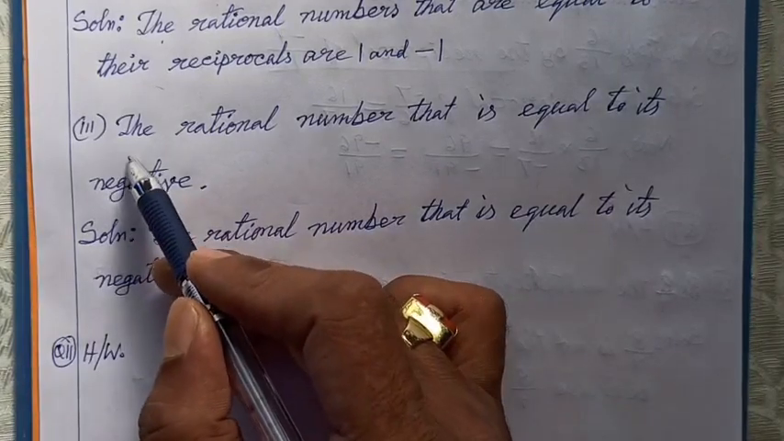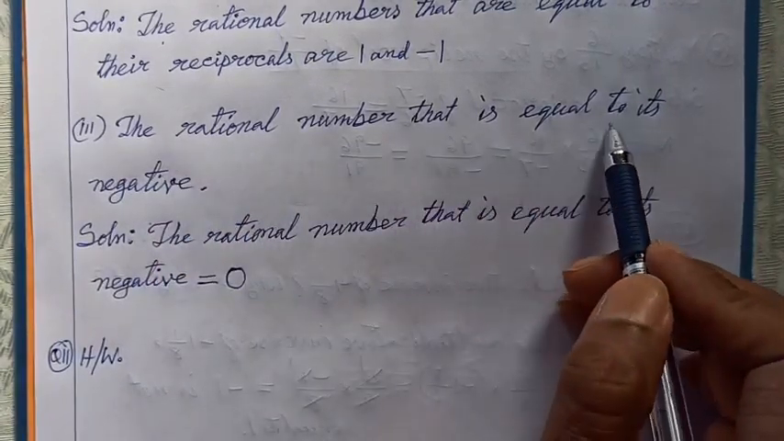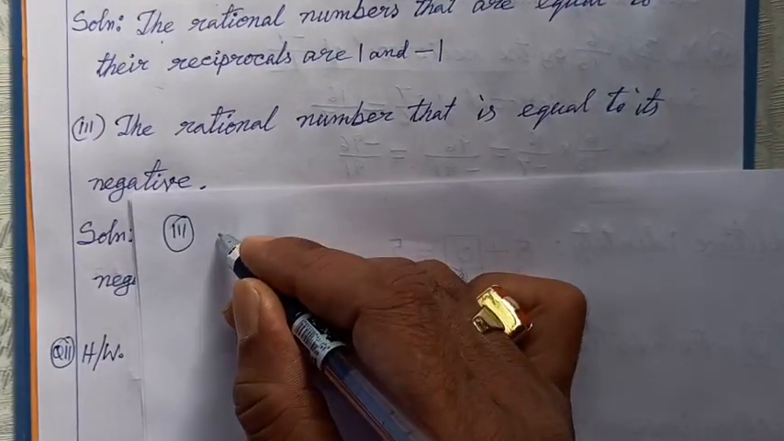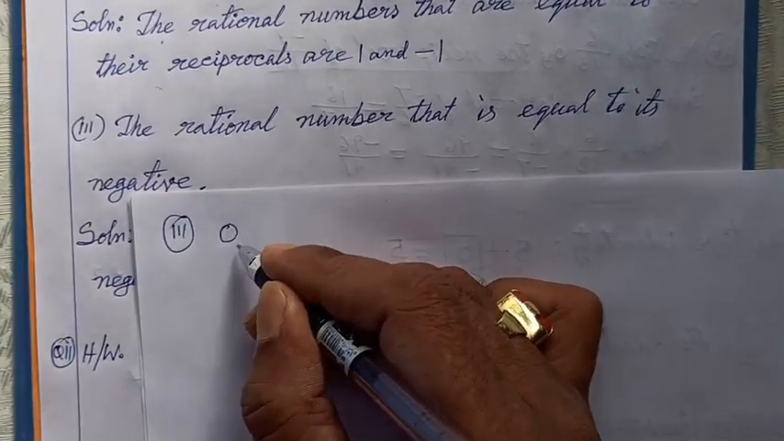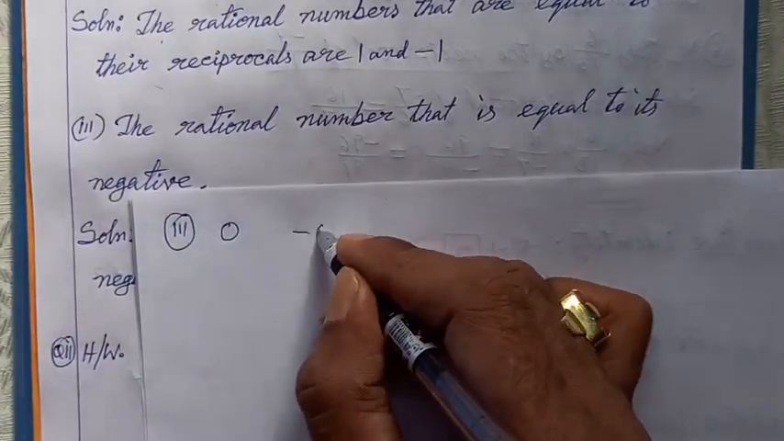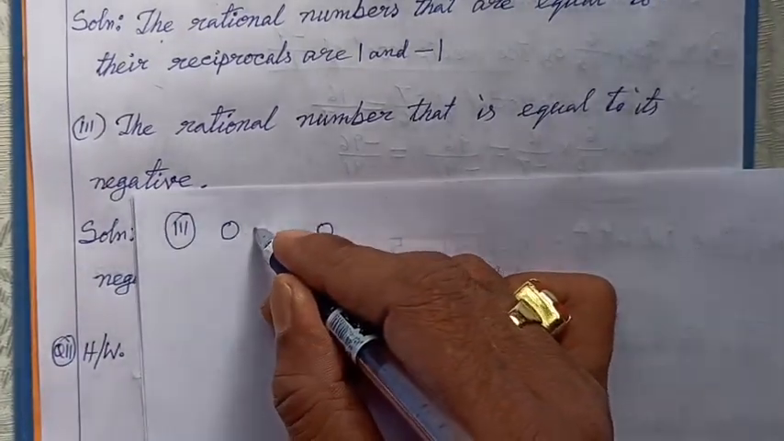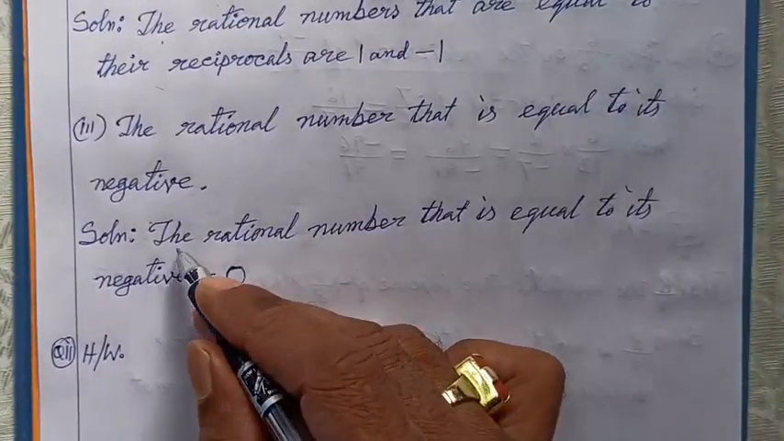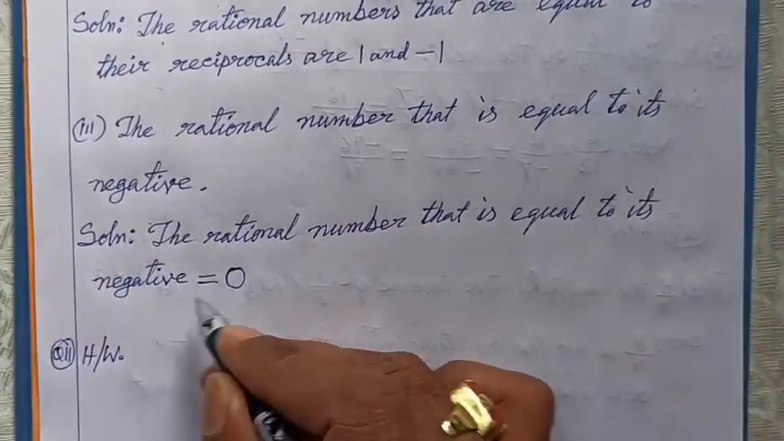(iii) The rational number that is equal to its negative. We see that for the number 0, if we take its negative, that is minus 0. Since 0 has no value, we know that 0 and minus 0 are equal. So the rational number that is equal to its negative is 0.